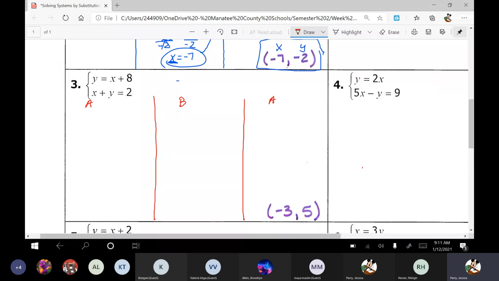I've got a couple of answers there. Awesome. And you guys are correct. My A equation is, for this one, the first one: y equals x plus 8. So that is my A equation. That means my B equation is the other one, x plus y equals 2. So again, for the A equation, we're writing down y equals x plus 8.